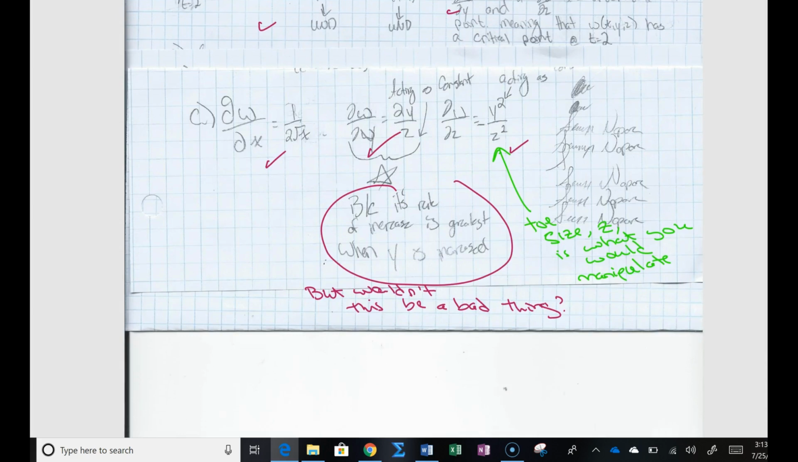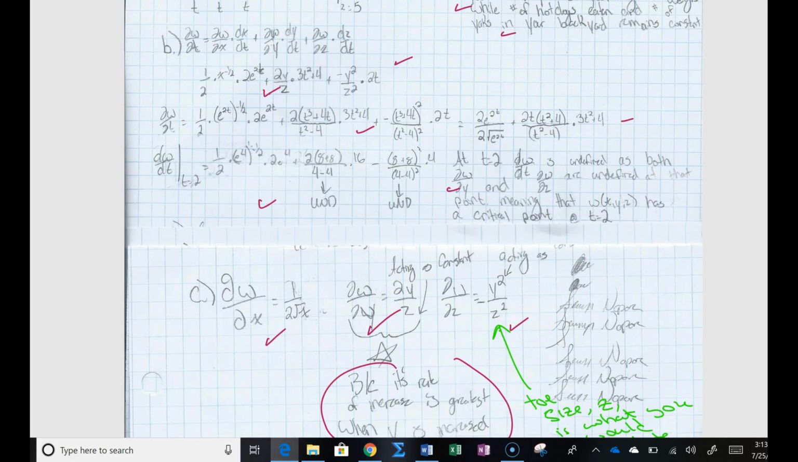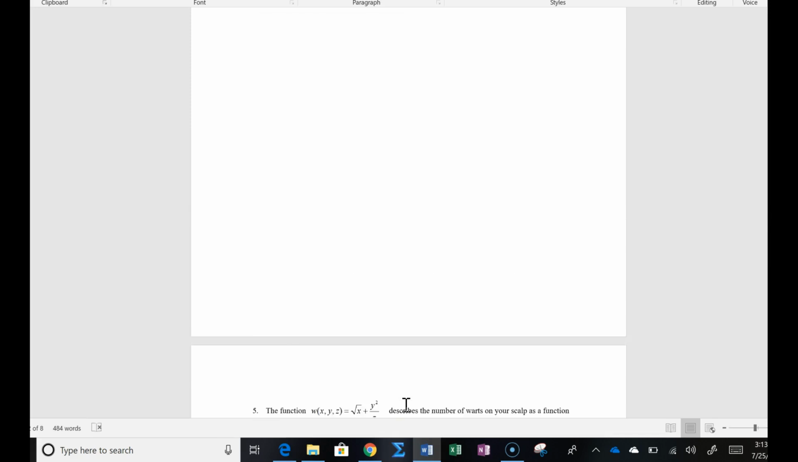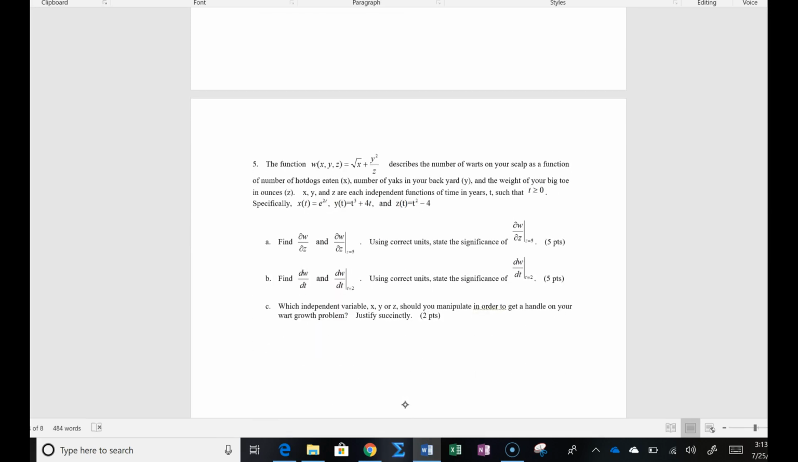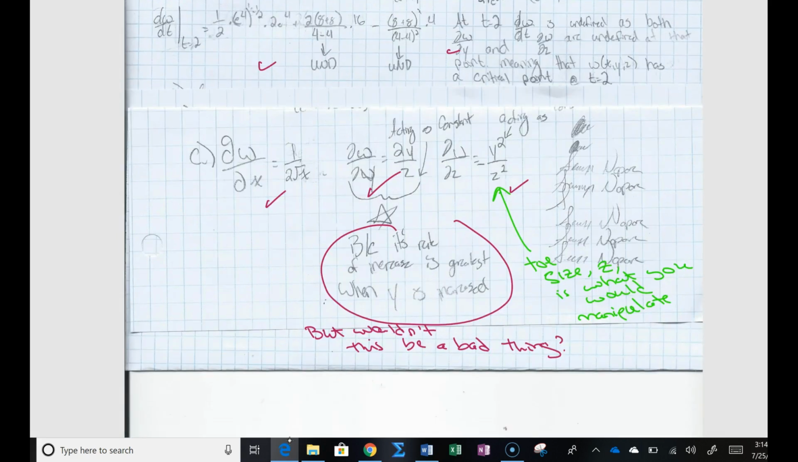Okay, part C, it said which independent variable, and the independent variables here are X, Y, and Z, right? X, Y, and Z are number of hot dogs eaten, number of yaks in your backyard, and the number of ounces of your toe. So the question's asking you which of these three variables should you manipulate in order to get a handle on your wart growth problem. And getting a handle on it means you want to, obviously, I mean, no one wants to have warts growing. You want to minimize it, right? So you found the three partial derivatives correctly, but then look what you said.